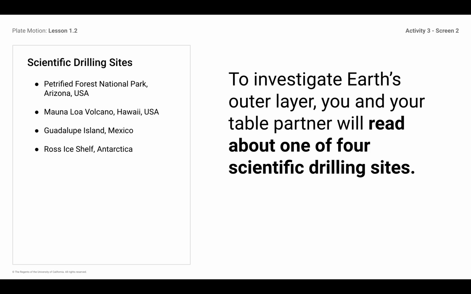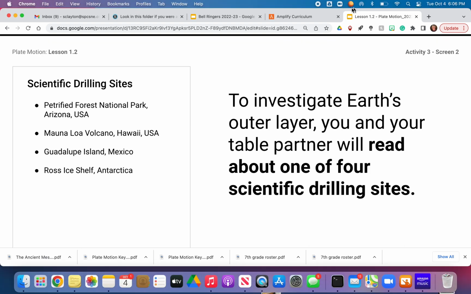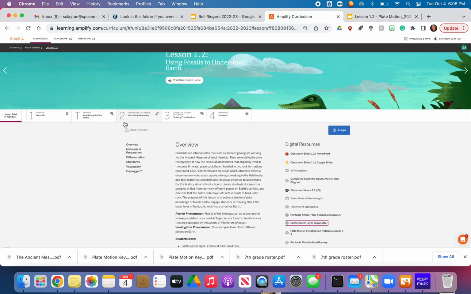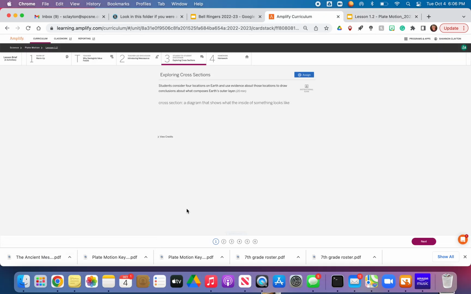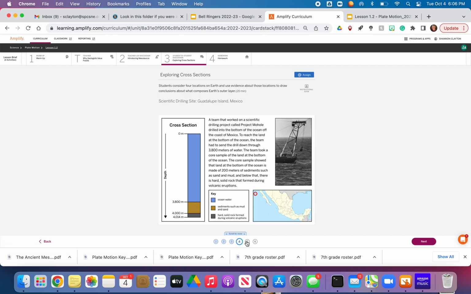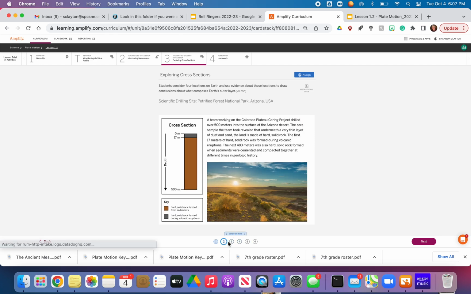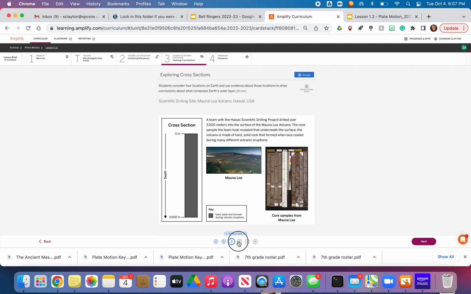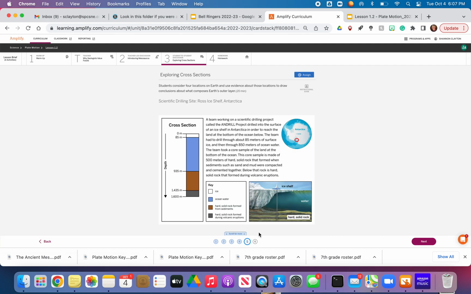To investigate Earth's outer layer, I had the students and their table partners read about one of 4 scientific drill sites. And I'm going to jump out of here, go into Amplify. And in activity number 3, you're going to see down below, you've got different numbers. There's 2, 3, 4, and 5. I'm going to let you read each one of those 2, 3, 4, and 5. Pause the video, read through that yourself, and then come on back.